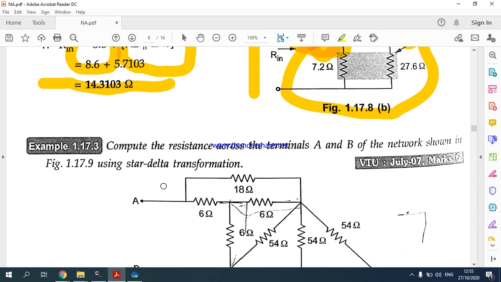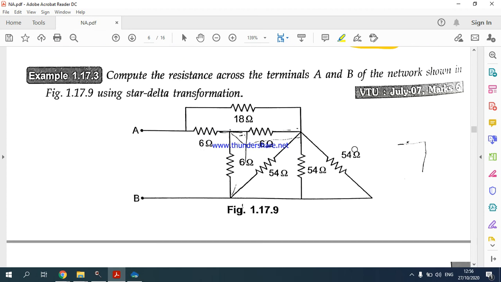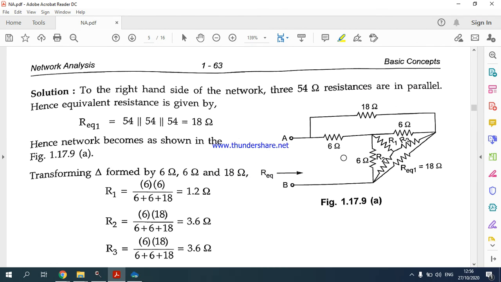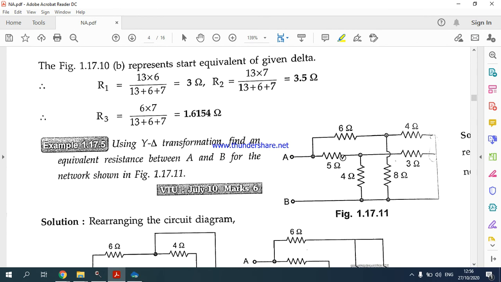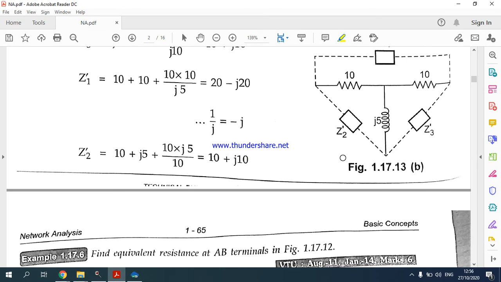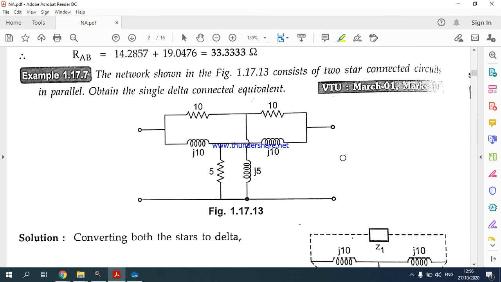What is that? Compute the resistance across the terminals A and B of the network shown in the figure using star to delta transformation. Fine. So instead of this one, I will go with some complicated diagram where I can get Z parameters. Okay, I will leave this problem.